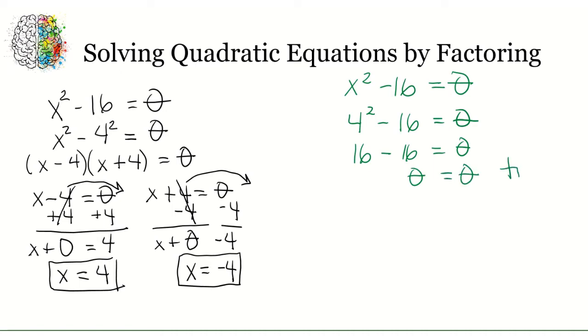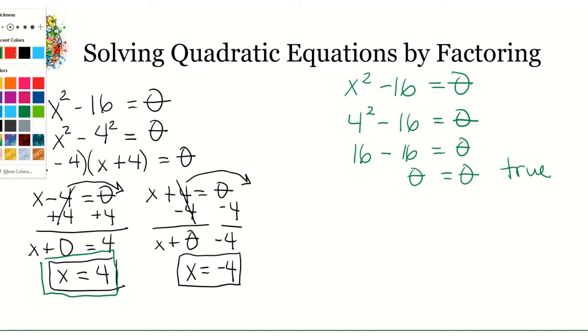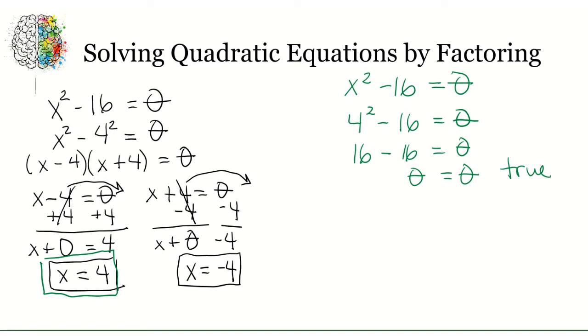So that's going to make my first value of x equal 4. That's going to be true. Now let's do the same thing with my second value. My second value is a negative 4.